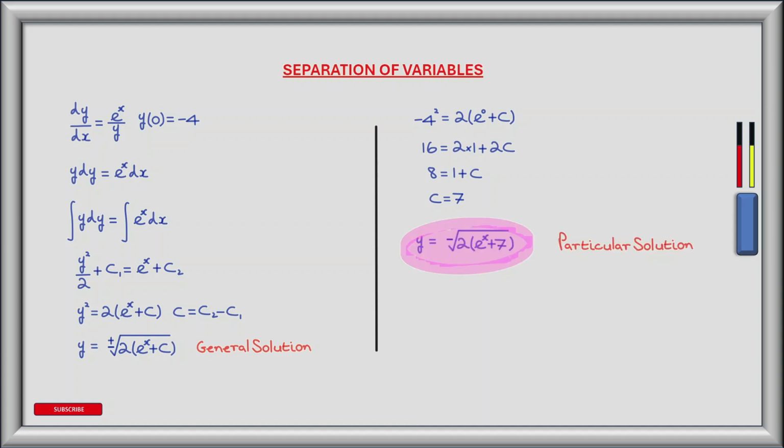If we now plug this value of c into our general solution and take the negative square root, because we know that y is a negative value, we're left with y is equal to minus the square root of 2 times, and in the bracket, e to the x plus 7. And this gives us our particular solution.